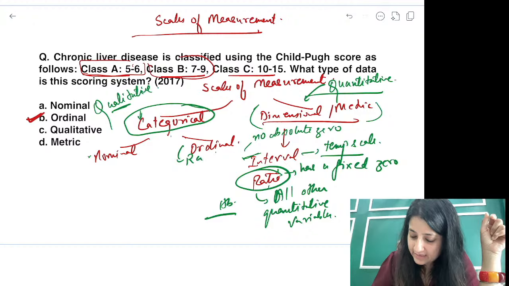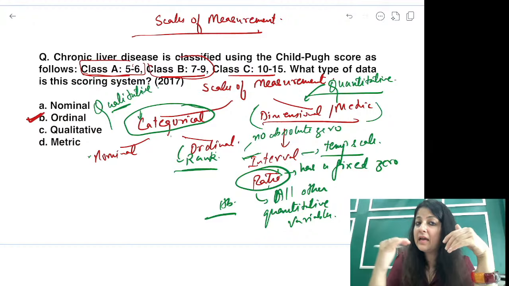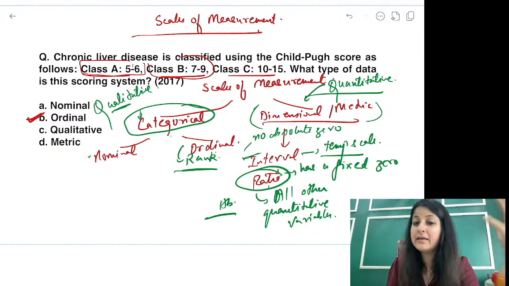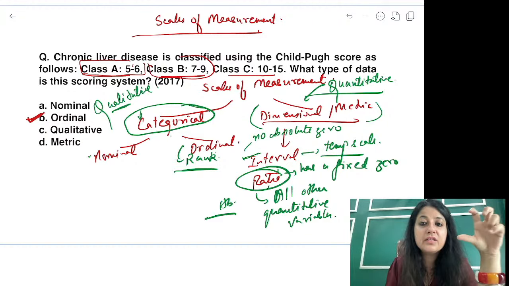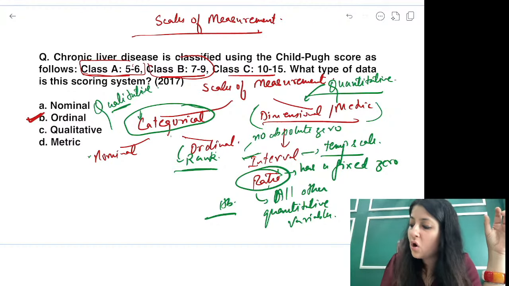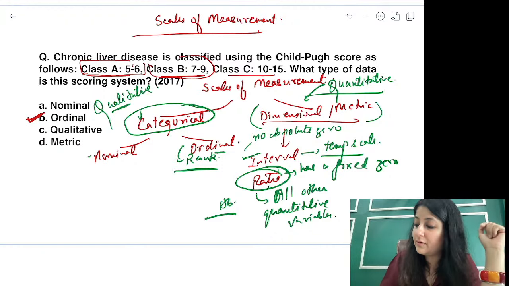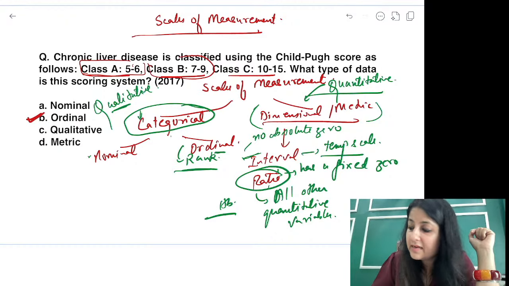Whenever you can arrange your values in a rank, you can give them an order, that is ordinal. Like the question that came, Child-Pugh score. Alright, stage of cancer.